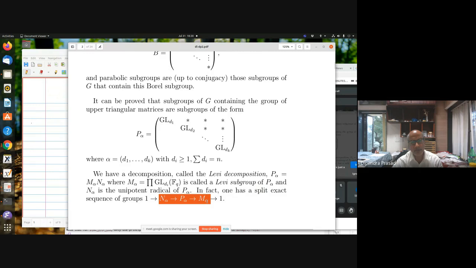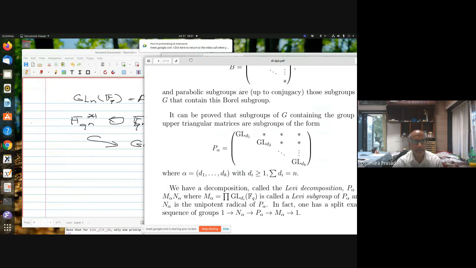Sir, in the split case, you have defined the torus as the set of diagonal matrices. In the anisotropic case, what type of matrix will you define for the torus? Are you talking about this (F_{q^n})^* inside GL_n(F_q)? Yes, sir. That is what I tried to define here.